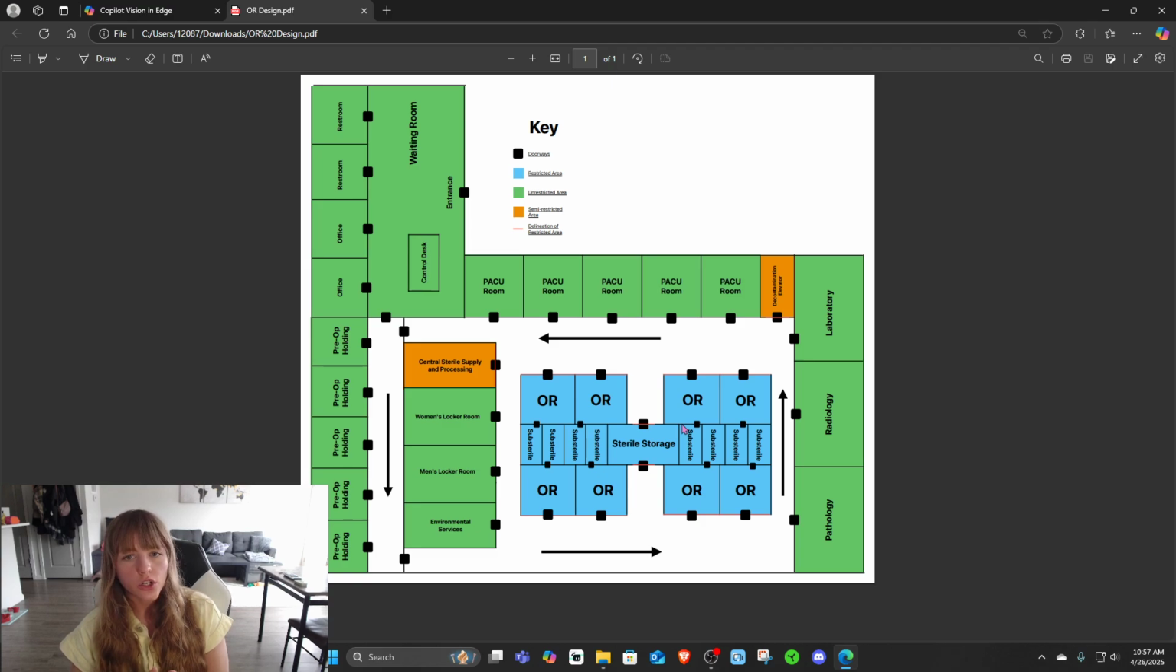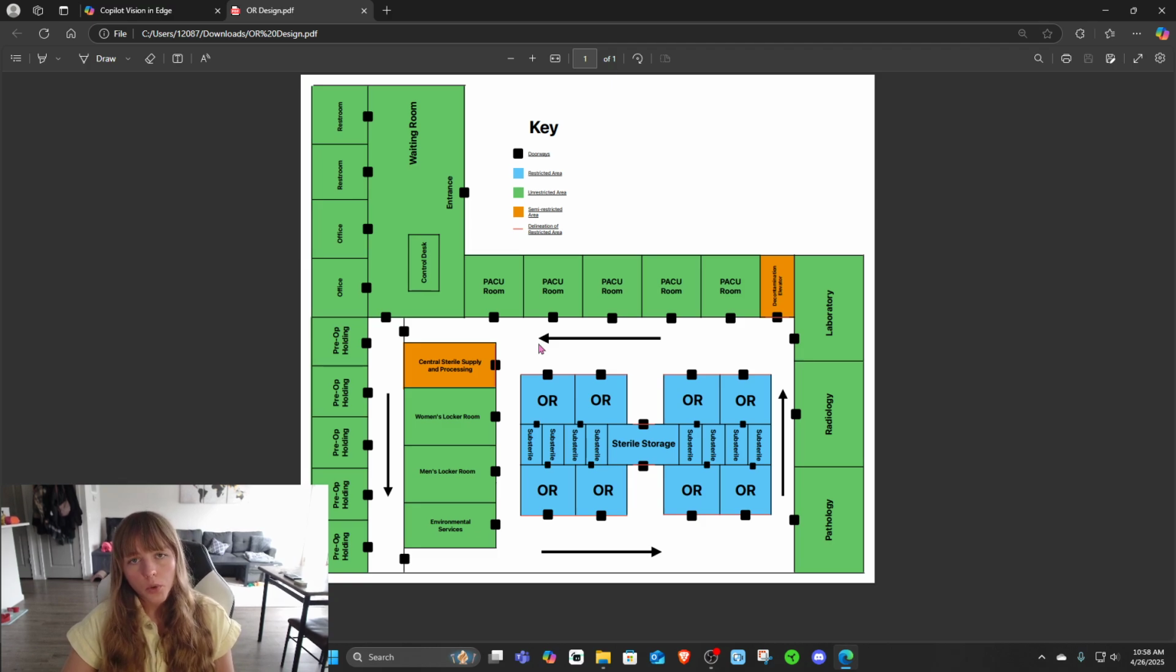To start the presentation, I wanted to walk through the key with you guys and explain why I put things where, and then I was going to take you through the OR as a patient coming in for a procedure. So, main things: we've got the doorways that are going to be marked by these black cubes. Blue is going to be indicating restricted areas, orange is indicating semi-restricted areas, and then green is unrestricted areas. On the note of the unrestricted areas, this flow of traffic is generally unrestricted.